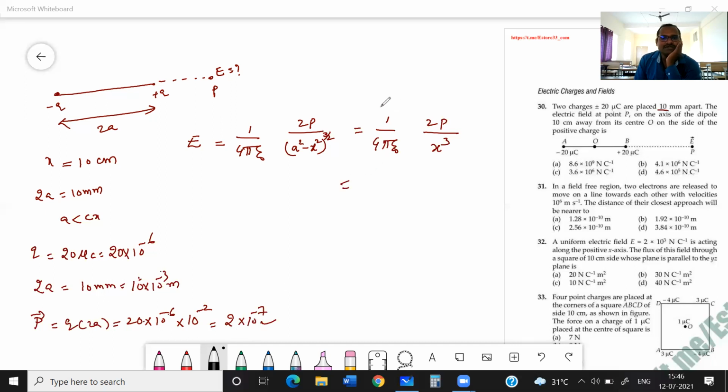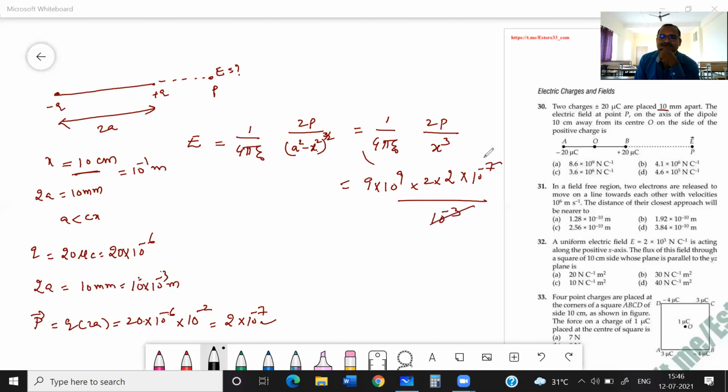Substitute here. 1 by 4 pi epsilon naught value is 9 into 10 to the power of 9 into 2 into p value 2 into 10 to the power of minus 7 divided by x. X value how much? X value is given as 10, where it is 10 centimeter. 10 centimeter is nothing but 10 to the power of minus 1 meter. So 10 centimeter whole cube means 10 to the power of minus 3.